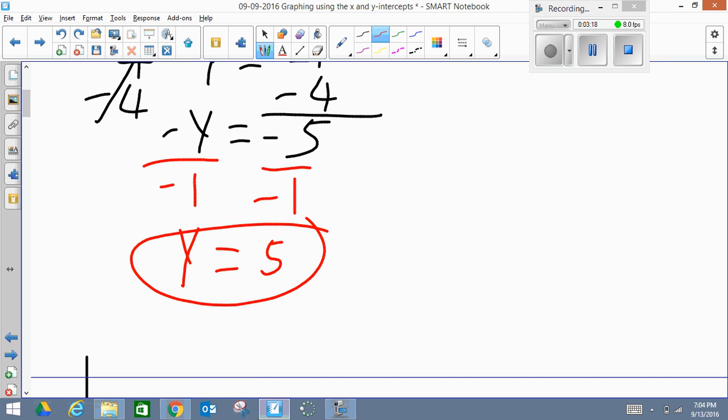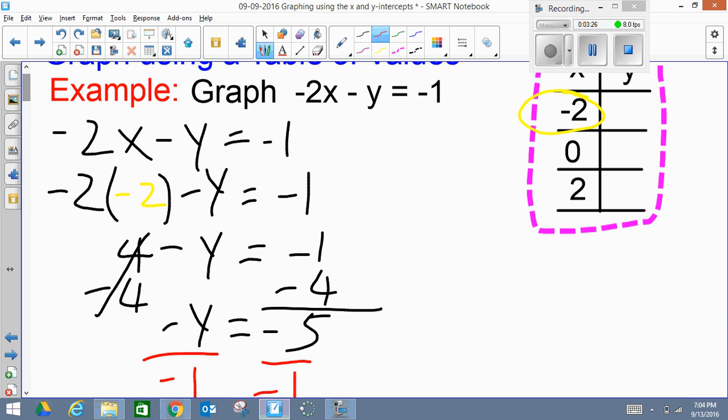So this value of 5 is going to go, let's see if we can do this. That value of 5 is going to go next to the negative 2. Okay, and that will give me my first ordered pair. Negative 2, comma 5. That's my first ordered pair. Make sure you write that down also.